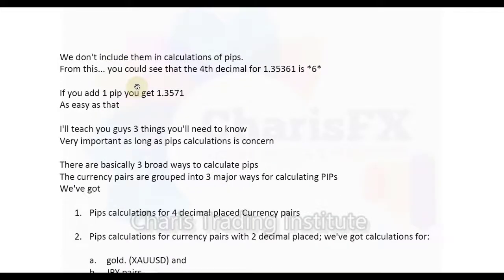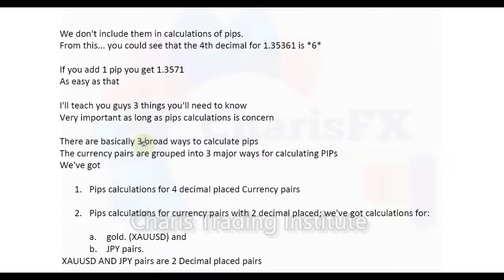We must also take note that we do not include the pipette in the calculation of PIPs. So for example, for a currency pair priced at 1.35361, the 6 is the 4th decimal point, and this is where the PIP movement should happen. When you add 1 to this pricing, 1.3536 will literally become 1.3537. As easy as that.